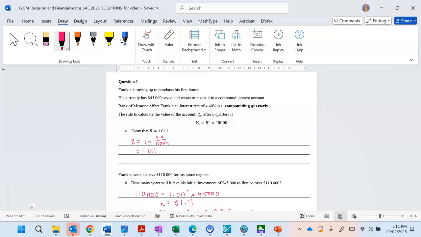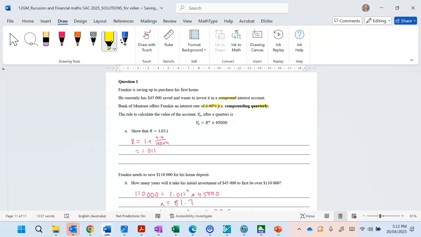All right, question 1. So Frankie is saving to buy a home. He has $45,000 saved and wants to invest in a compound interest account. All right, so that's important. I'm going to highlight it. I know the answers are there. It just makes it a quicker video if I have the answers already there. Bank of Mentone offers Frankie an interest rate of 4.4% compounding quarterly. All right, so make sure you take note of those important things.